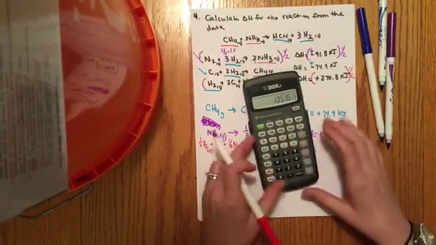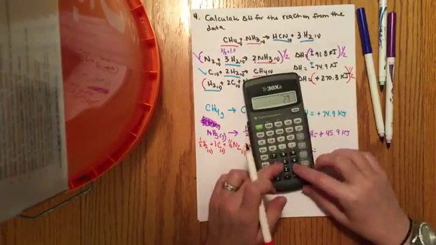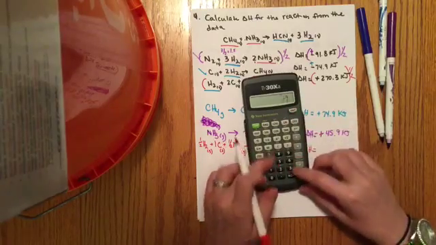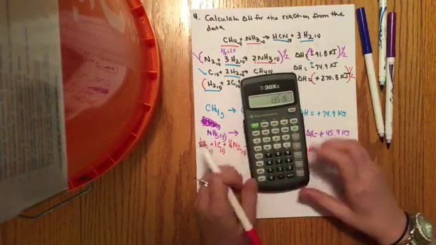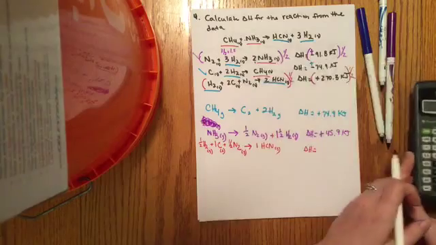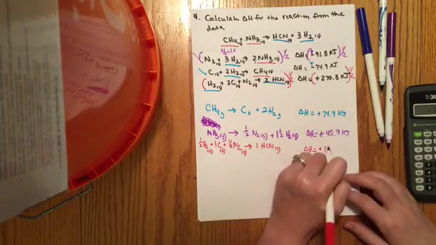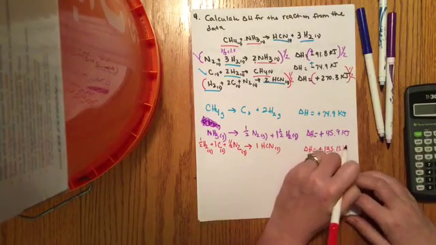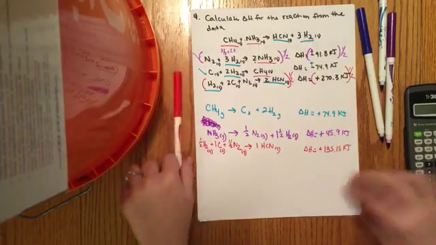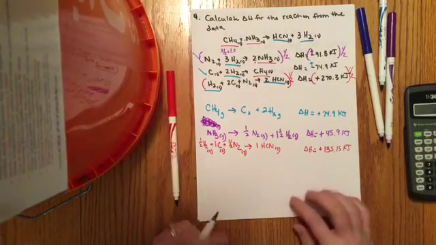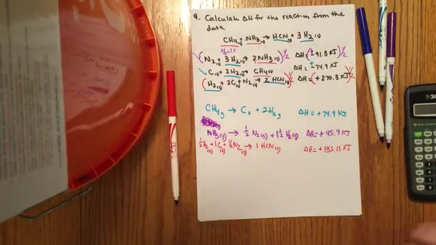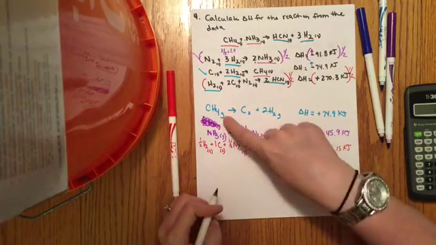so 270.3 divided by 2 is 135.15, so positive 135.15 kilojoules. Okay, so I'm going to go in and write my reaction as one whole reaction, and then I'll go in and see what I can add together or cancel out.